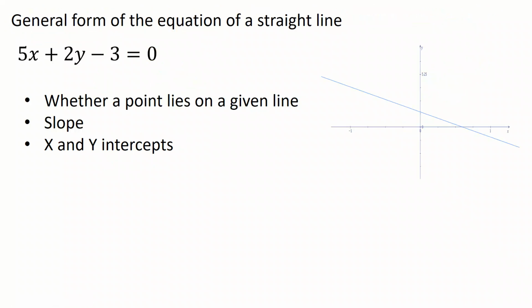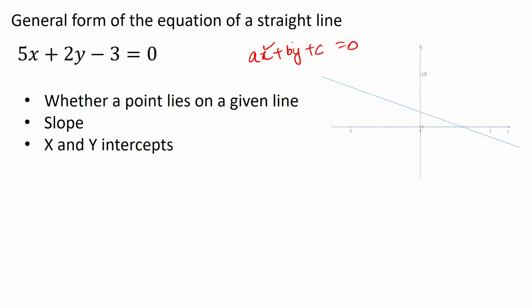Okay, there are some things that I want to tell you. General form of the equation of a straight line. So the general form of the equation of the straight line is actually this: ax plus by plus c is equal to 0. You might have noticed that whatever straight line it is, it always has some features.